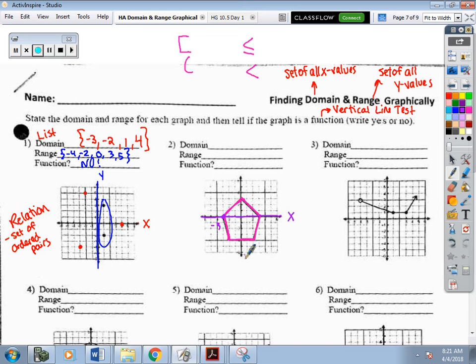It actually touches there, so that means we would include a bracket. The largest it ever gets on the x-axis is at positive 3. Also put a bracket. Now if you want to do the inequality, it would be negative 3 is less than or equal to x is less than or equal to 3. These are the same things. I don't care which one you do.